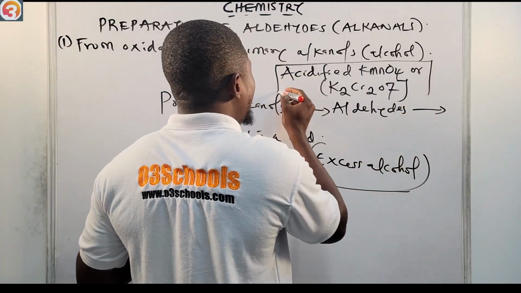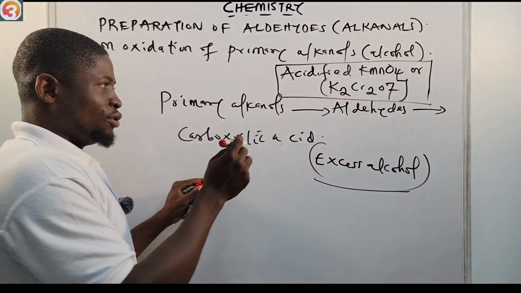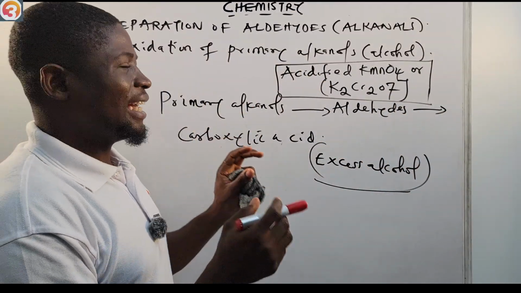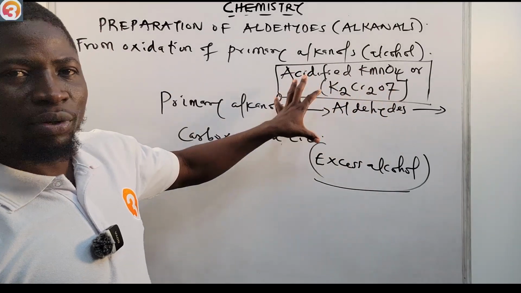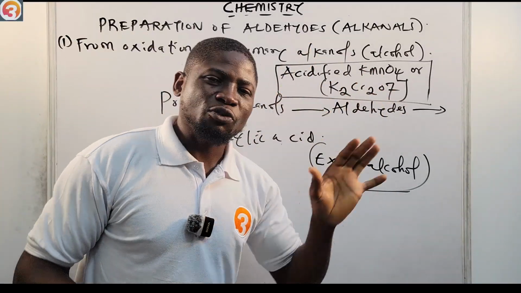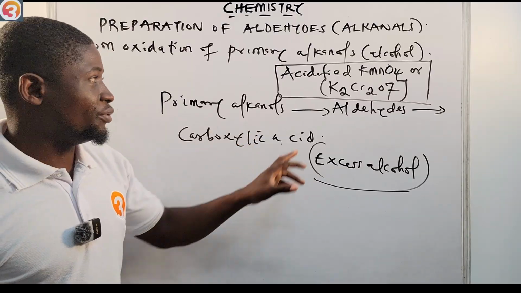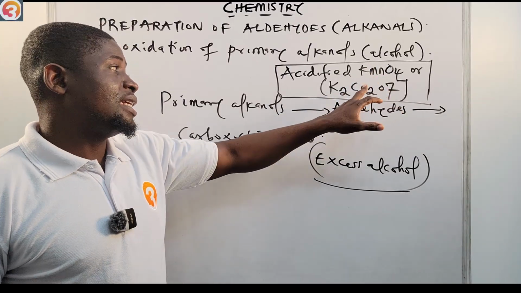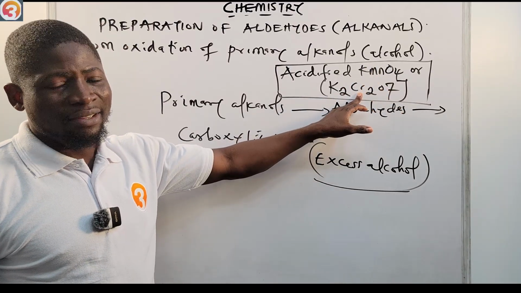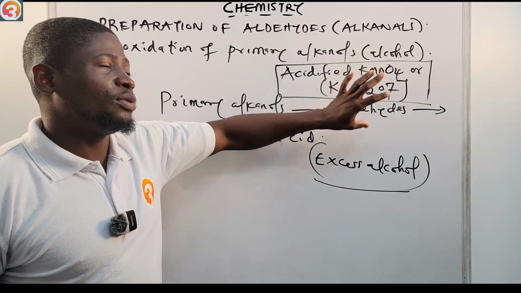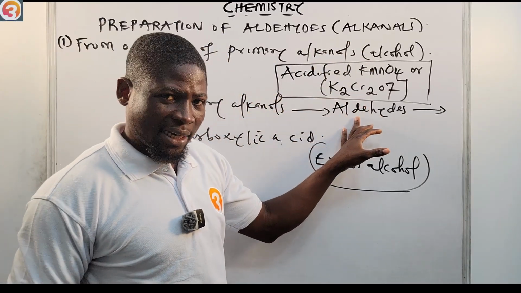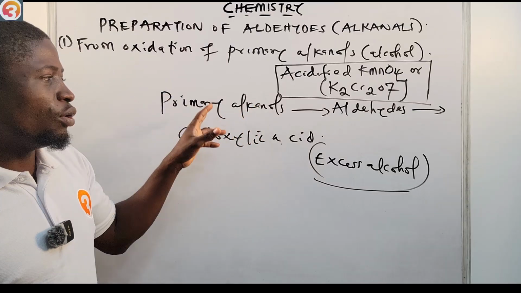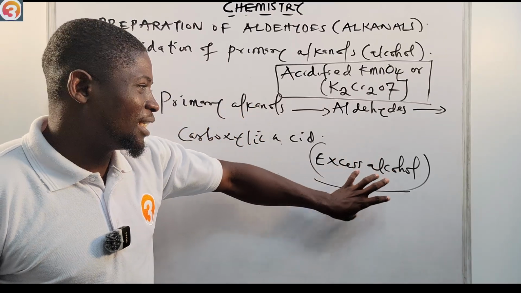All right, so primary alkanols are oxidized into aldehydes or alkanals using acidified potassium permanganate or potassium dichromate(VI). These are questions that you will see in your exam. So if you do not see KMnO4, you may see K2Cr2O7 there. Just know that you can use any of these two oxidizing agents to oxidize primary alkanol to aldehyde, using excess alcohol. You must take note of that.